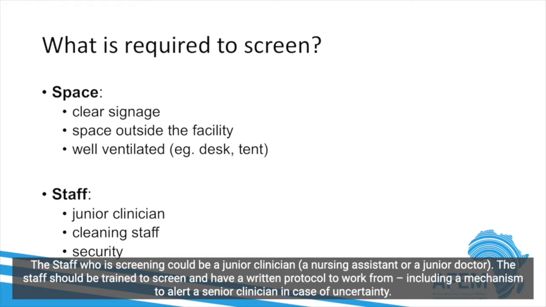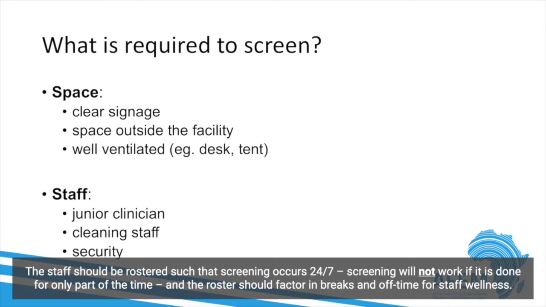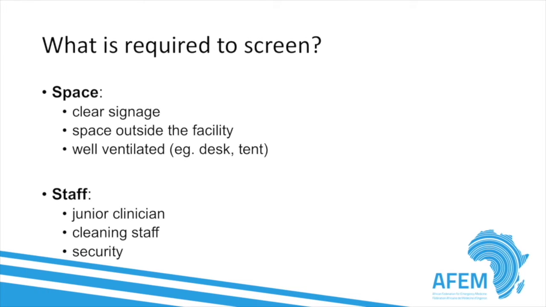The staff who are screening could be a junior clinician, a nursing assistant, or a junior doctor. The staff should be trained to screen and have a written protocol to work from, including a mechanism to alert a senior clinician in case of uncertainty. The staff should be rostered such that screening occurs 24/7. Screening will not work if it is only done for part of the time, and the roster should factor in breaks and off time for staff wellness.